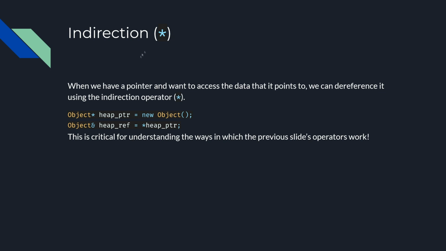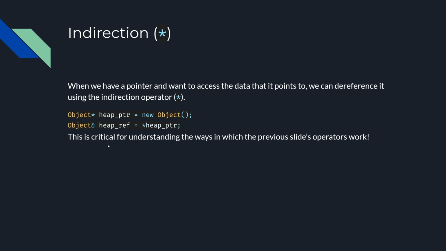Indirection, the asterisk. Let's say we have a pointer and we want to access the data in it. We can dereference it, a word you will hopefully hear a lot, using the indirection operator. So if I have an object pointer called heapPointer, which is this new Object, and I want to get access to a reference to it, I can dereference the pointer using the indirection operator. And now I have access to this heap reference. So heapReference and heapPointer both refer to the same object.